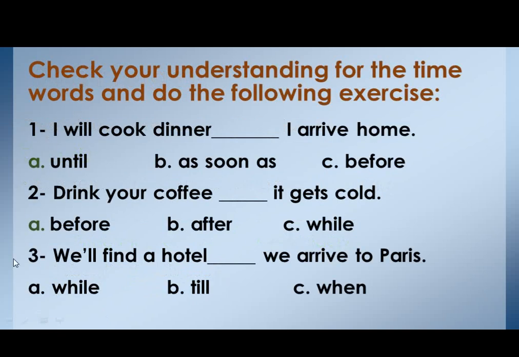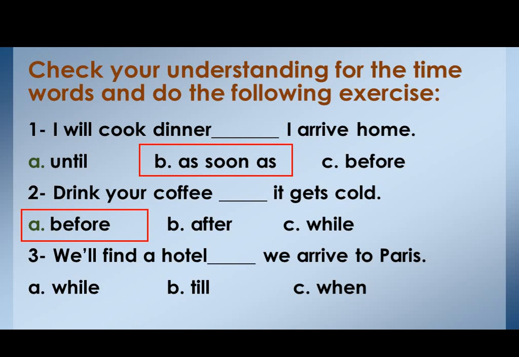Now let's check your understanding of the time words and do the following exercise. I will cook dinner until or as soon as or before I arrive home. Of course, the answer is going to be as soon as. Drink your coffee before, after, or while it gets cold. Of course, the answer is going to be before, which is much more suitable as a meaning for the sentence. We will find a hotel while or till or when we arrive in Paris. Excellent. The answer is going to be when we arrive in Paris.